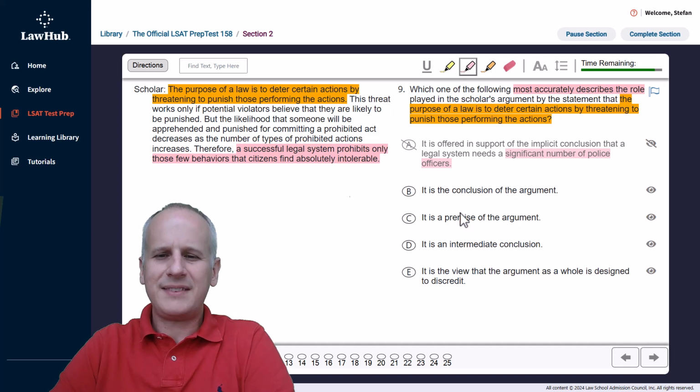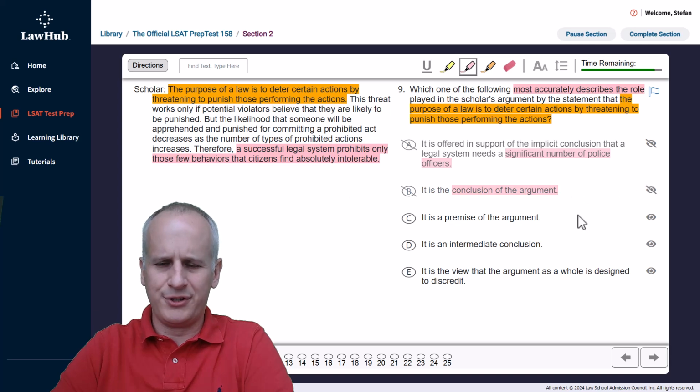Next, choice B, it is the conclusion of the argument. Well, absolutely not. The conclusion's in pink. Choice C, it is a premise of the argument. Well, that seems broadly viable. Again, there might be an answer choice that's a little bit more specific, but at the very least, I'm going to leave choice C open.